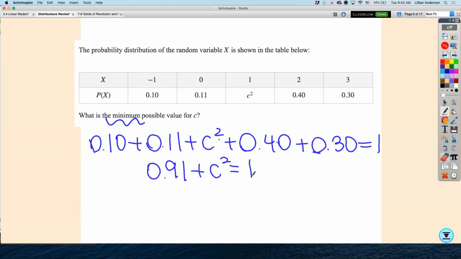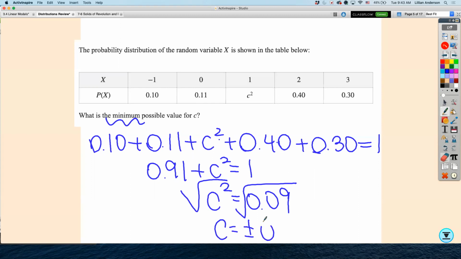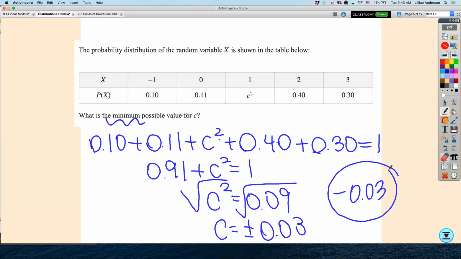So when I do this, what do I do from this point? Square root. And what have I always harped on whenever you take the square root in an equation? It's always plus or minus. So if I'm looking for the minimum value, what's my answer going to be? Negative 103. The negative version. I think some of you put the positive version because you forgot about your plus or minus. So be careful on that one.